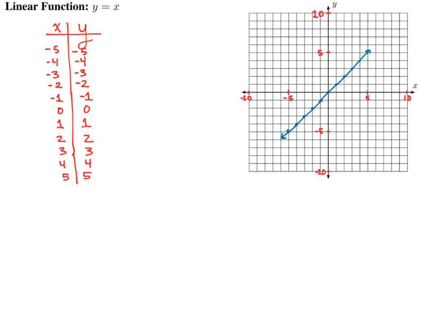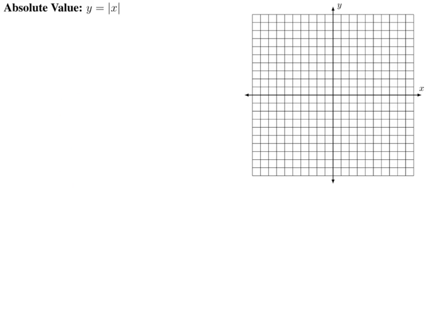I mean, it's a linear, it's y equals x. It's a line, 45 degrees. Slope is 1. The y-intercept is 0. Can't even be bothered to move up or down. Yet. Now, next one. Absolute value.